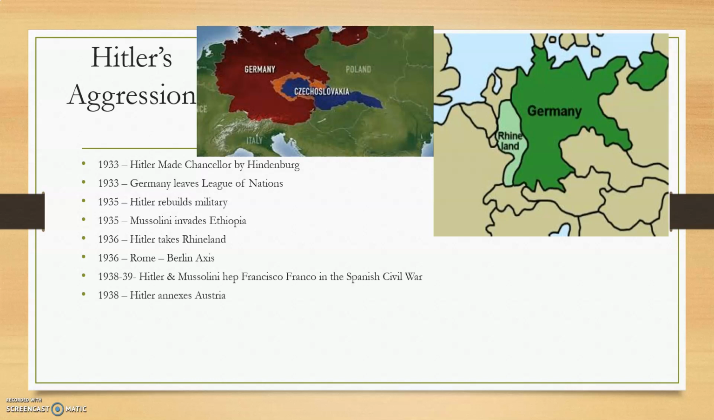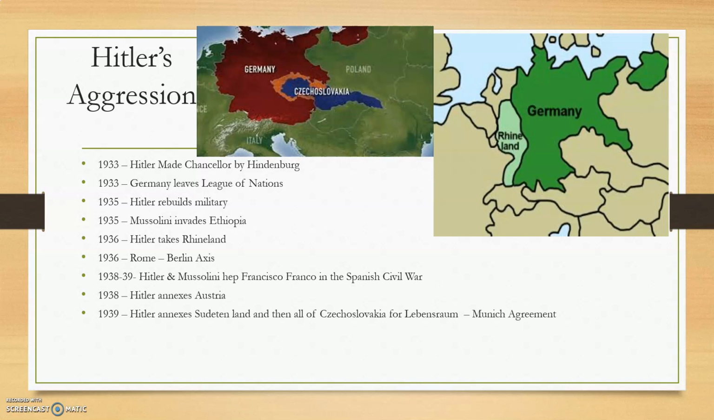So in 1938, Hitler annexes Austria, takes over the country of Austria, includes it into the German Empire, and again, nobody does anything. Some of the people of Austria even welcome it, as they see themselves as German and are happy to be considered part of Germany now. So some people are even happy and accepting of that.